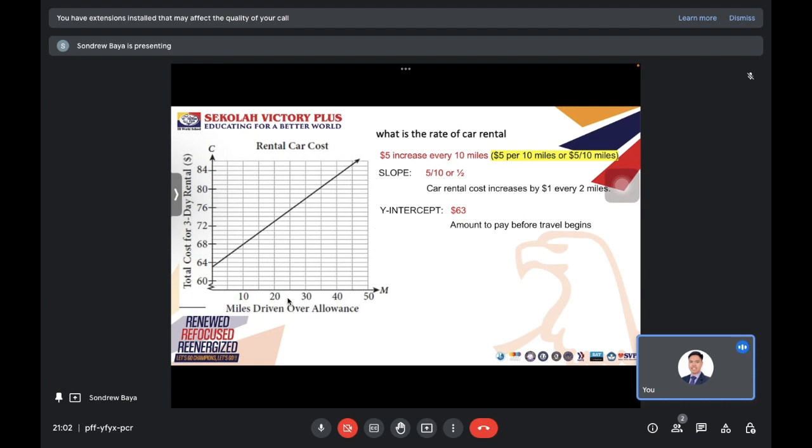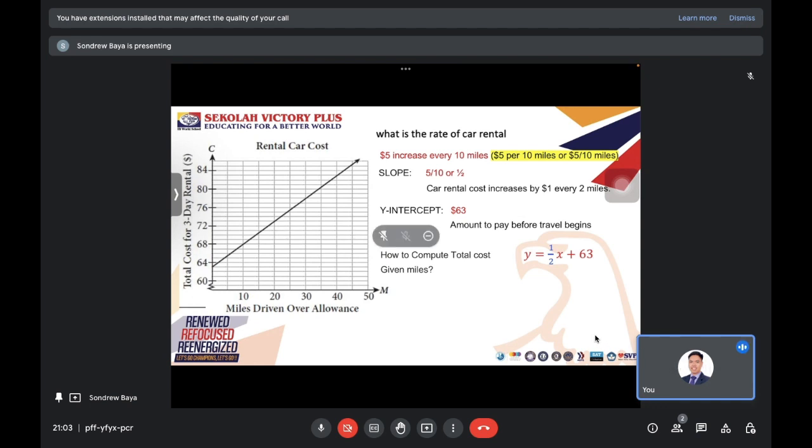All right? So if you try to recall our answer to this, it's actually y equals 1 half x plus 63. In other words, the total cost will just be half of the number of miles driven plus 63. So if the question a while ago was 20, for instance, half of 20 is 10. 10 plus 63 is 73. If you look at the graph, indeed it's 73. So having driven 20 miles, it costs you $73.